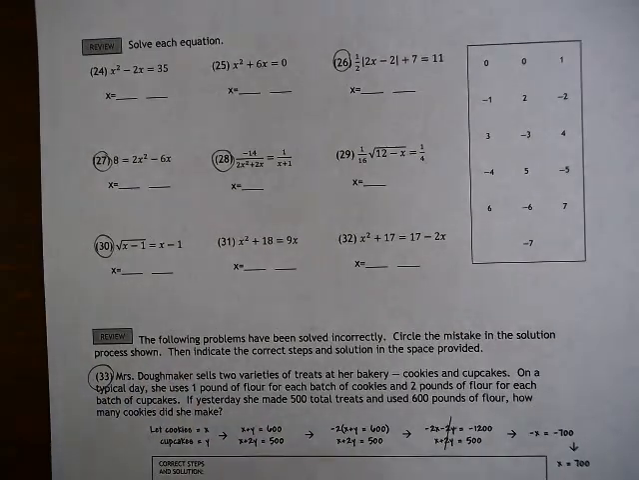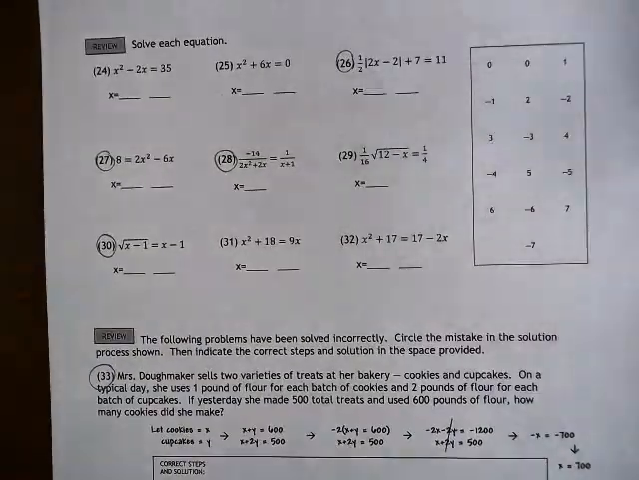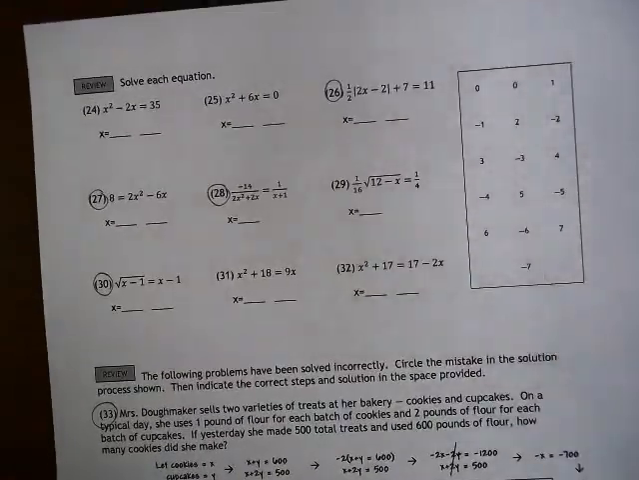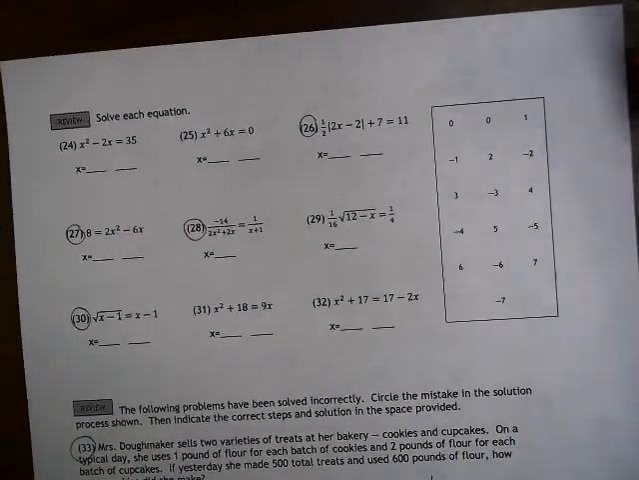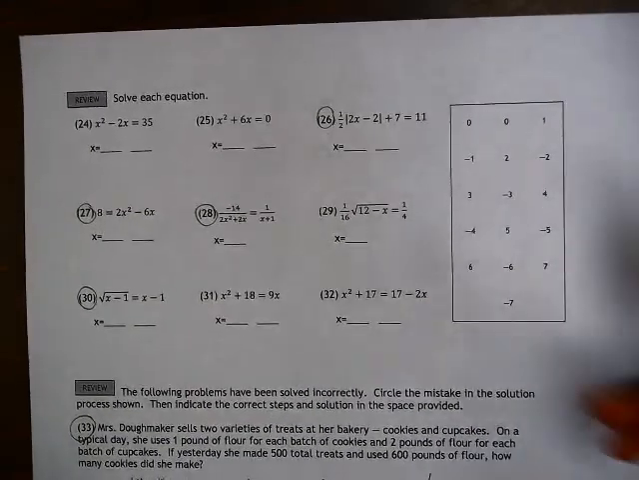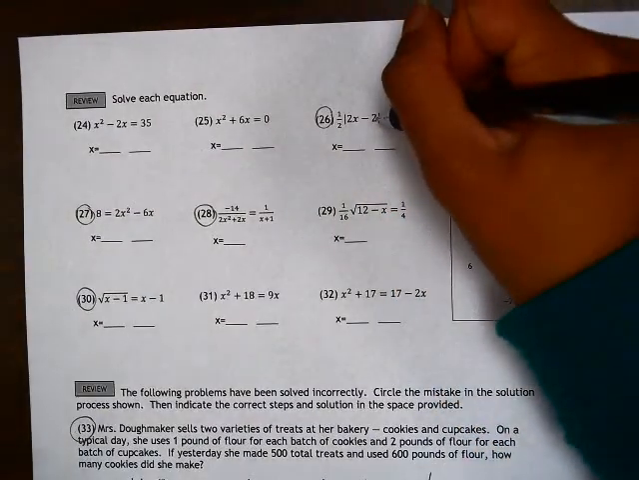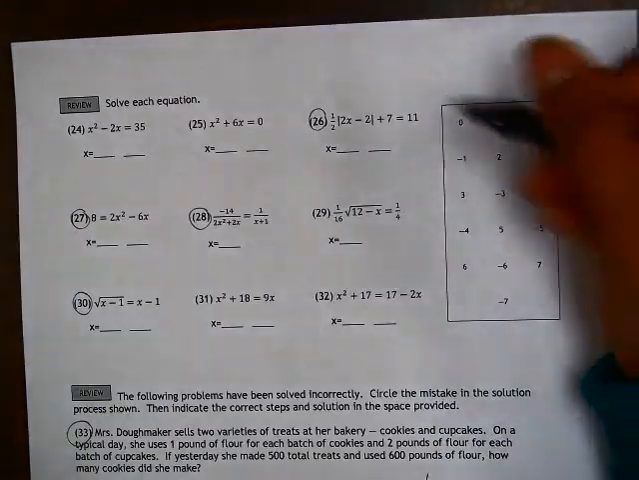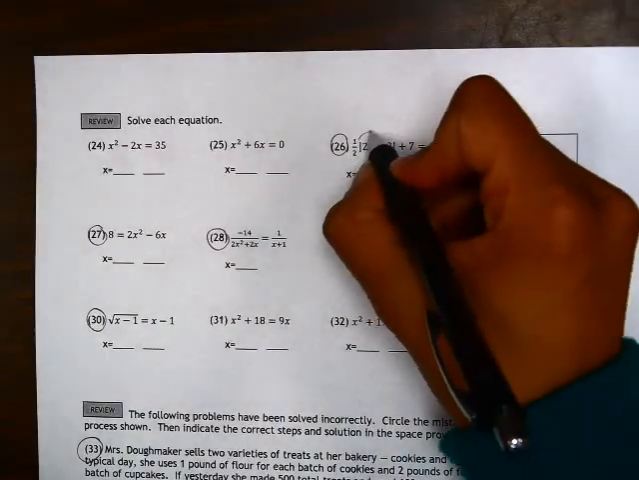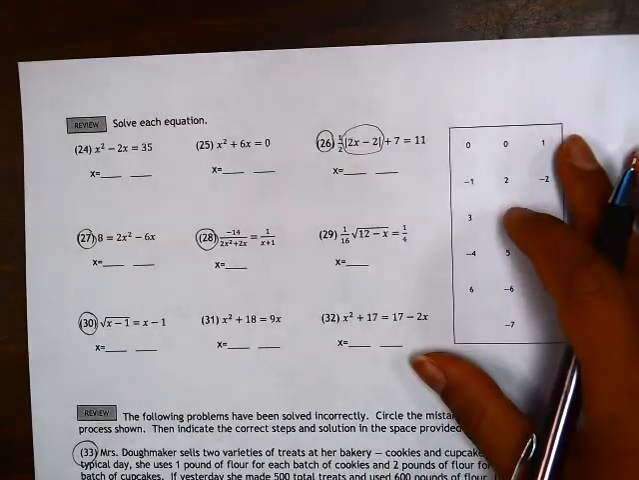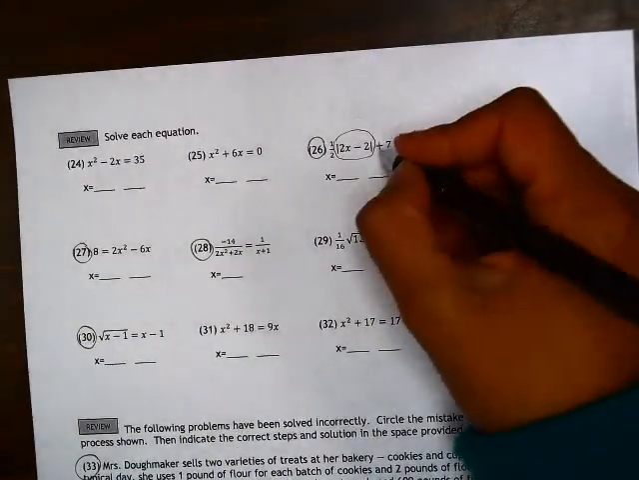This is worksheet 16.4, and in this section we're solving different types of equations. So let's go and look at 26, which is an absolute value equation. To solve an absolute value equation, first thing you want to do is get the absolute value bars by themselves, without any of the other numbers. So if I want to get this section by itself, I need to subtract 7 from both sides.